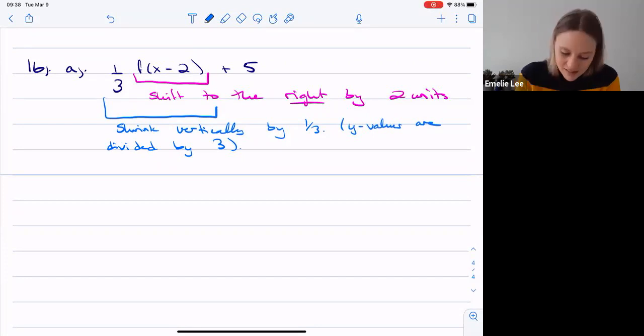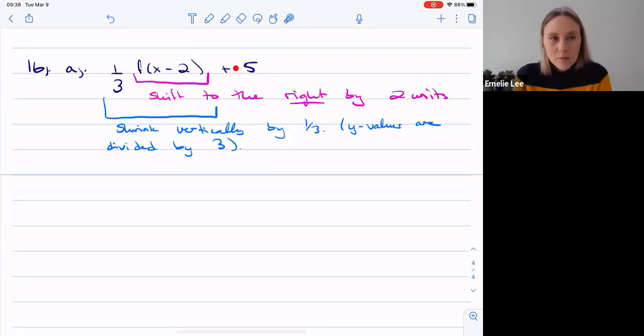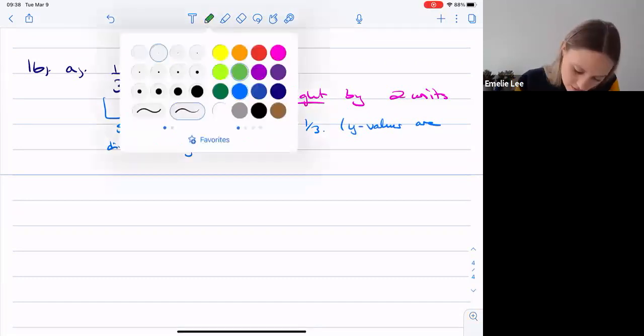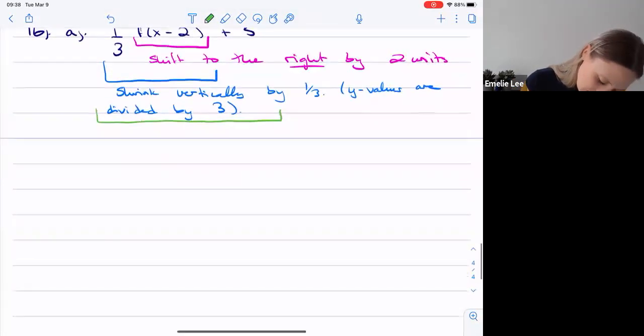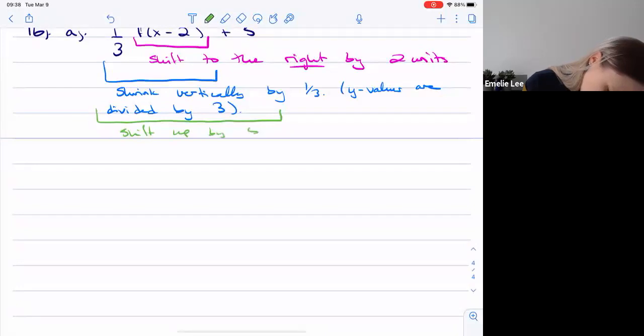Then the last thing I need to do, incorporate here, is the shift up by 5 units. So here, last but not least, shift up by 5 units.